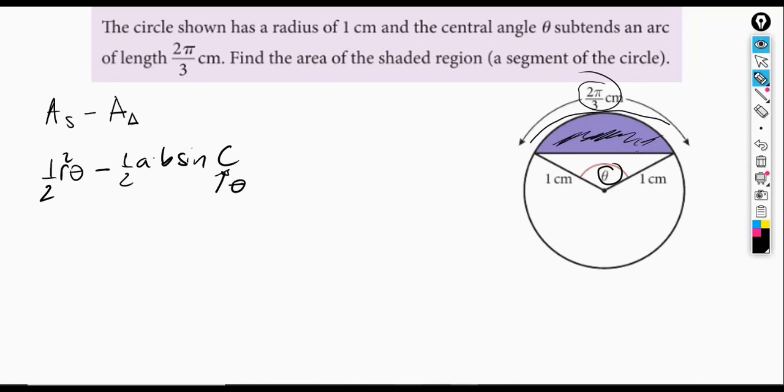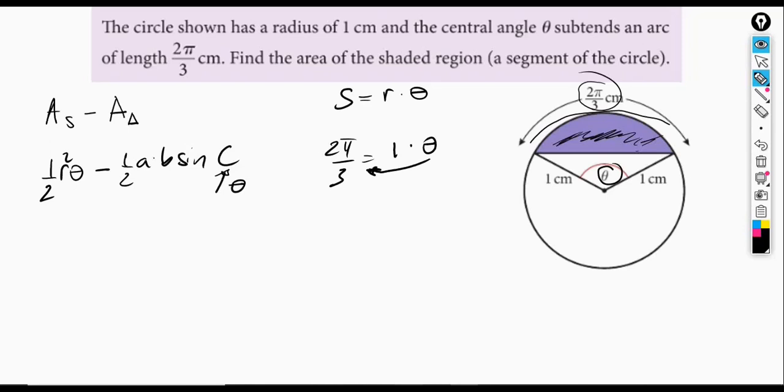So from these two formulas, we can see that we need to find theta because it doesn't indicate what theta is in the diagram. One thing we can use is the fact that the arc length is equal to the radius times the central angle, and this is in radians again. In this case, we know that the arc is 2 pi thirds and the radius is 1. So 1 times theta should equal this. That means that the angle itself, because the radius is 1, is 2 pi thirds.